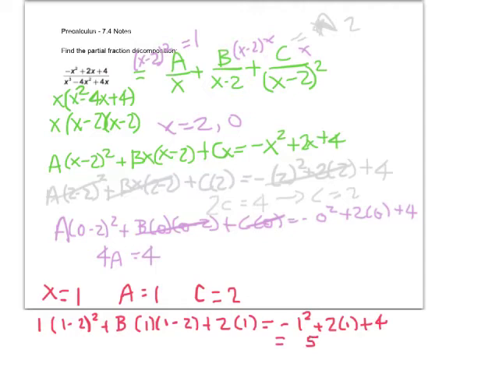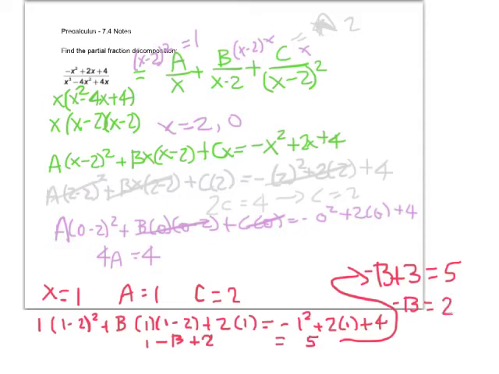And then on the left, we're going to have -b. It was 1 minus 2 is -1, so it's -b plus 2. And then 1 minus 2 is -1 squared is 1. So it looks like this. And so for this, we're going to have -b plus 3 equals 5. So negative b equals 2. So b equals -2.